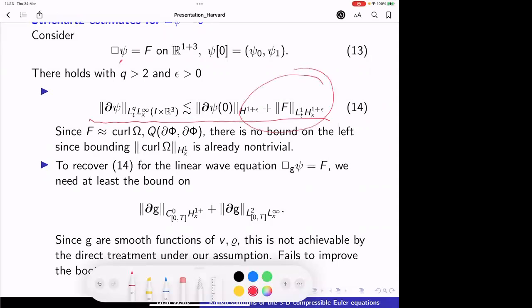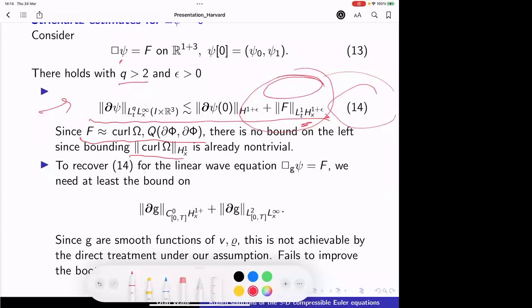And again, you need to put F in this space, and this F is roughly curl omega and Q partial phi, and again you're back in the previous trouble, having no control on this. So this is the naive case in Minkowski. Even if I have this estimate and this Q is slightly greater than 2, you won't be able to have a strict loss-less L^2 estimate. Anyway, so you can only have this.